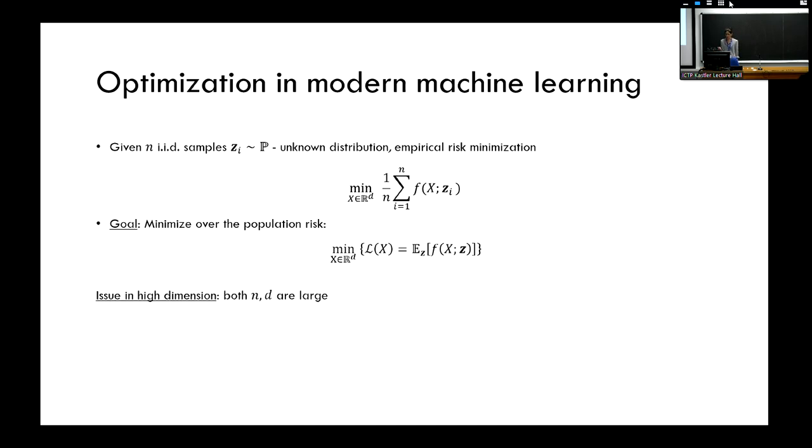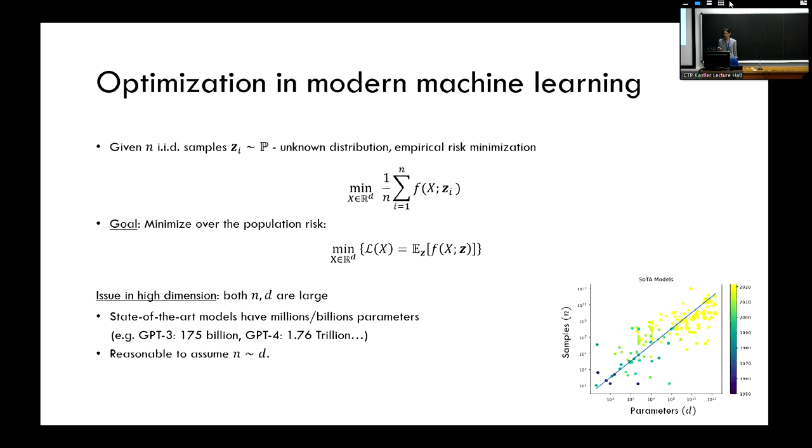So what is the problem in high dimension? In high dimension, the main issue is that both the number of parameters and the number of samples are very large. This is motivated by state-of-the-art algorithms that now contain billions, if not trillions, of parameters, as well as number of samples. You can roughly say that the number of parameters and the number of samples are of the same order. So you would think that if you take an infinite number of samples, you would converge to the population error. But in high dimension, this is not quite clear. This is, I guess, why we are all here at this type of workshop.